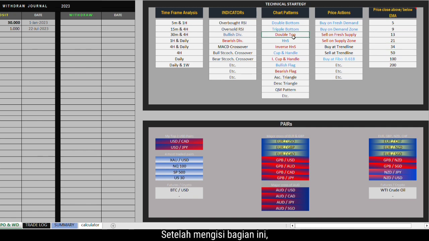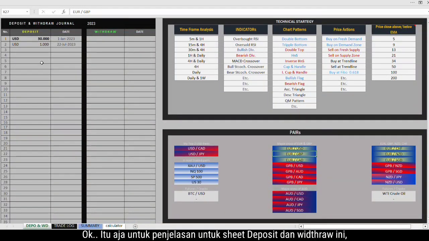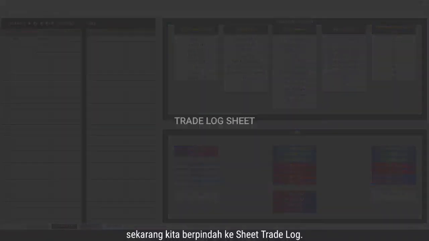After we have customized this section, we move on to pairs. Here we simply customize the pairs that we usually trade. Later, this pair will become a drop-down list in the Threadlock to make it easier for us to journal. Okay, that's all for the deposit and withdrawal sheet. Now let's move on to the Threadlock sheet.